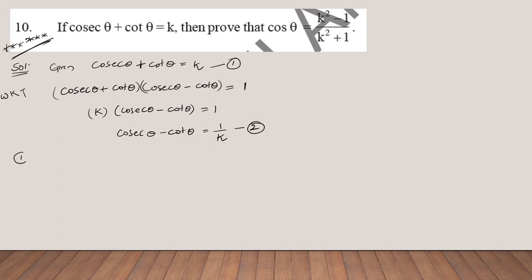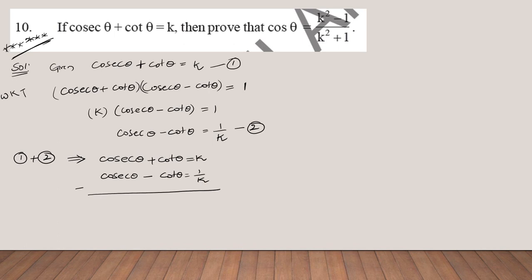If you follow the steps carefully, then it is easy to approach the answer, right? So first of all I am going to add equation number 1 and equation number 2. Equation number 1 is cosecant theta plus cot theta is equal to k, and the second equation is cosecant theta minus cot theta is equal to 1 by k. Now I need to do addition, so there won't be any changes in the signs. Minus cot theta plus cot theta gets cancelled. So finally what I am going to get is 2 cosecant theta is equal to k plus 1 by k, right?